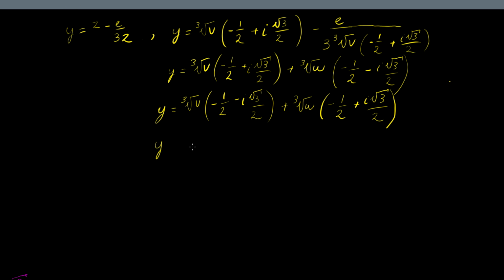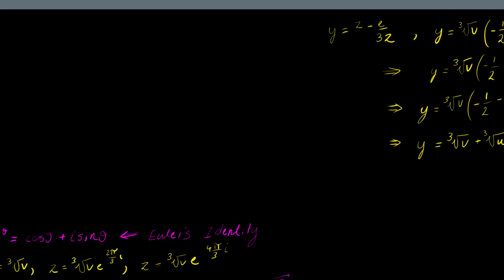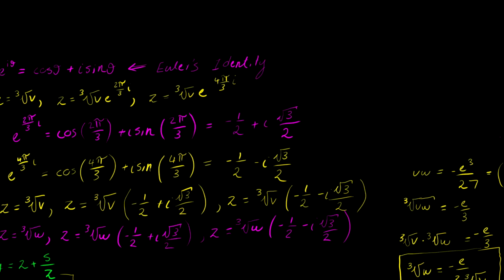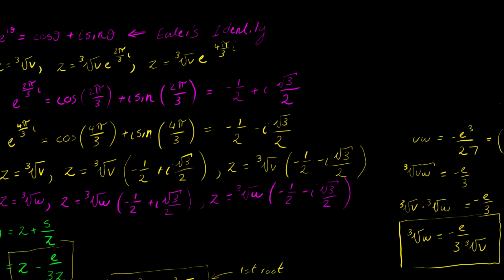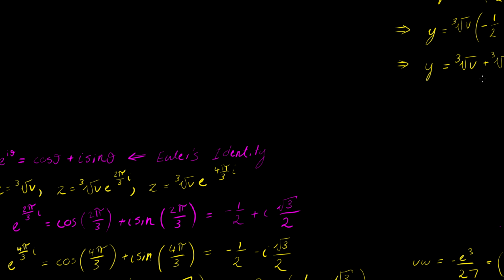So our final one, which we found out, was just the cube root of v. Y was equal to the cube root of v plus the cube root of w. So we have our three solutions. That's our first solution, that's our second solution, and our third solution right here. And all I was doing was just plugging in different values of z, and you'll find that you will get repeats, but just try it for yourself. Plug in these different values, and you will get our roots.